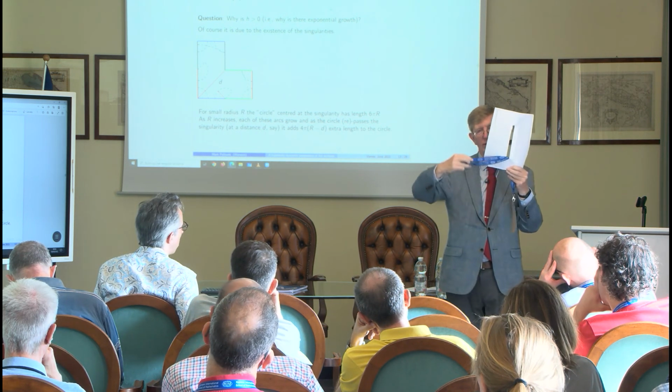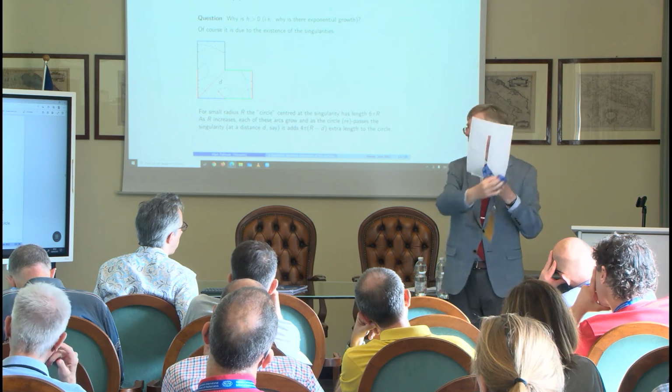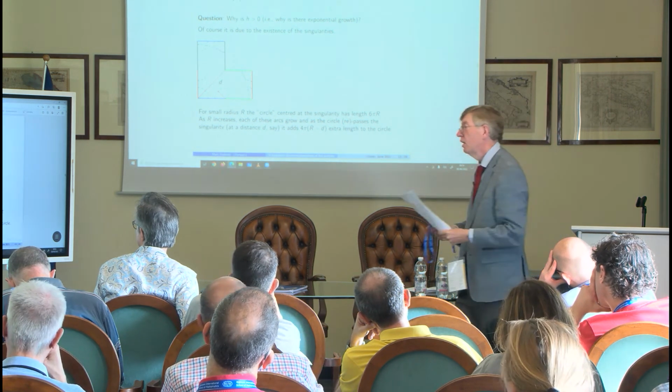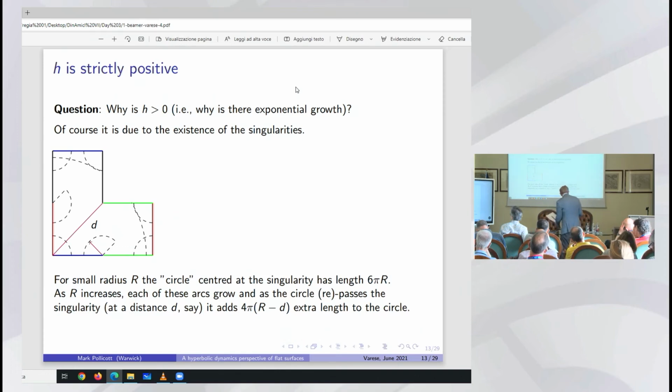You can still go out in lots of different ways out here, which is why you see these circular arcs appearing at the singularities. So the definition we gave before, the growth rate of the perimeter of the circle, gives us a quantity which is positive. It's the topological entropy h.